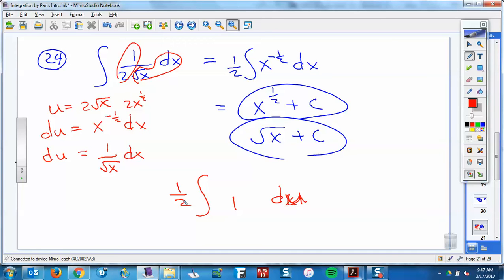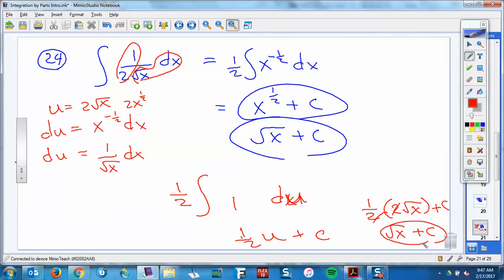And I could put a 1, or I could leave the 1/2 in there. Now what's the antiderivative of 1? So isn't this 1/2 u plus c? And what was u? So this is 1/2 times 2 square root of x plus c. So it did work.